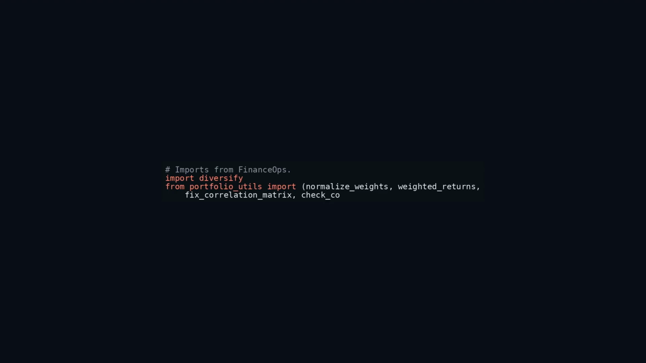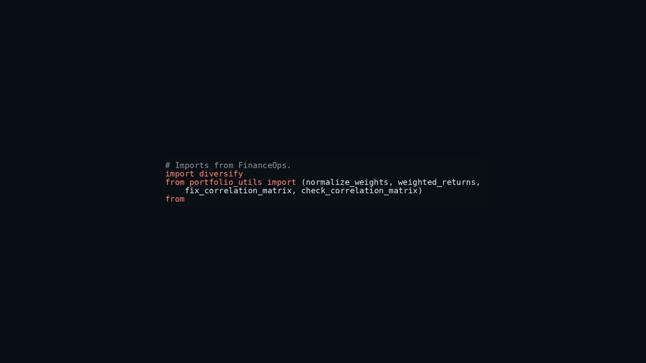This code snippet imports various functions and modules from different files, including Diversify, Portfolio Utils, Returns, Stats, and Utils, each providing specific functionalities related to financial operations and calculations. The Diversify module primarily contains functions related to diversification. Portfolio Utils offers functions for managing portfolios, such as normalizing weights, calculating weighted returns, fixing correlation matrices, and checking correlation matrices. The Returns module focuses on calculating financial indicators like maximum drawdown and maximum pull-up.